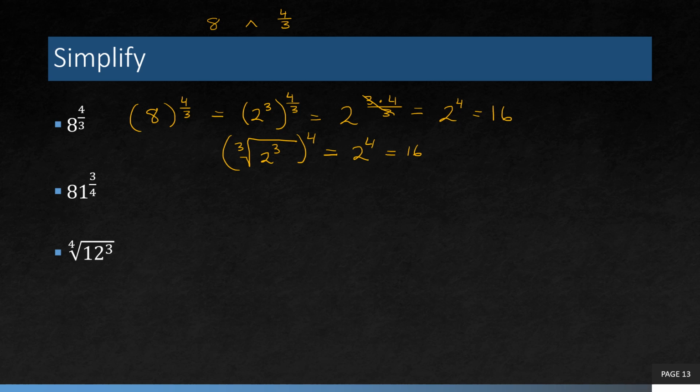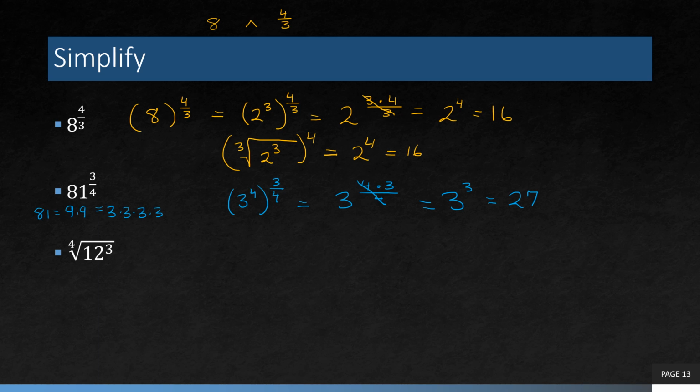So 81 is the same thing as 9 times 9, and 9 is the same thing as 3 times 3. So I have 3 times 3 times 3 times 3. So 81 actually is 3 to the 4th. So what I have here is 3 to the 4th to the 3/4ths. So I can rewrite that. Remember, I'm just multiplying. So I have the 4 times 3, and that's over 4, which just gives me 3 to the 3rd, and that equals 3 times 3 times 3, or 27.